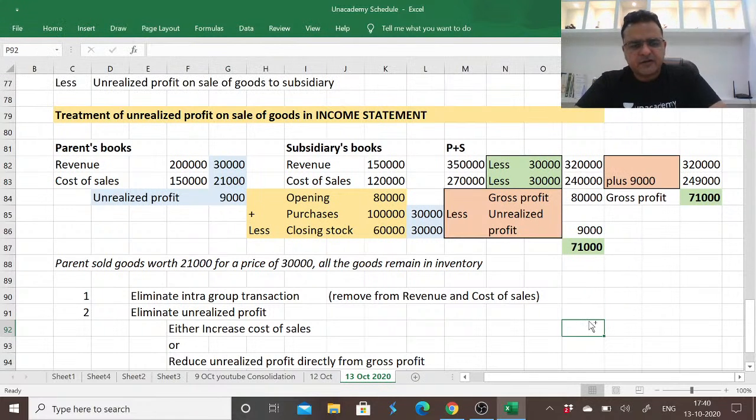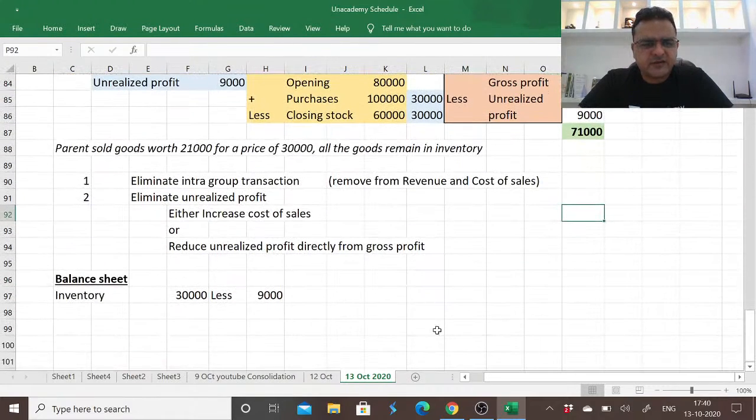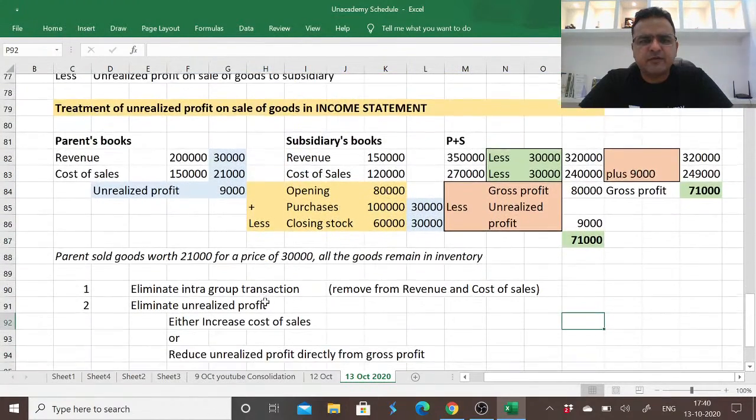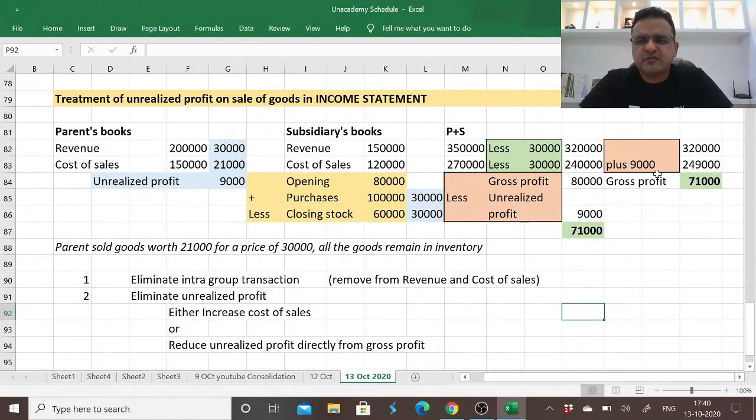So this is the accounting treatment in the income statement. On the face of the balance sheet, the inventory will be reduced by 9,000. In the income statement, this will be removed either by increasing the cost of sales or by removing directly from the gross profit, so the unrealized profit gets treated. This is how we deal with treatment of unrealized profit on sale of goods in the income statement.